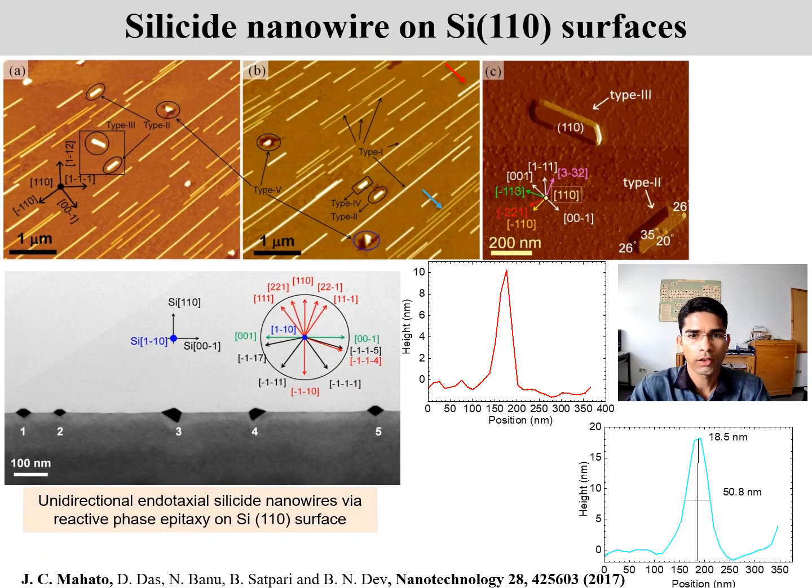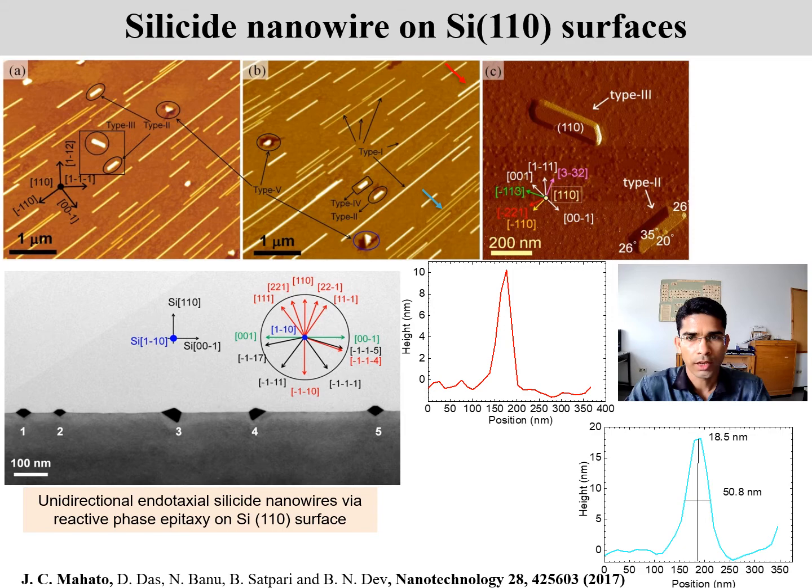After cleaning the silicon wafer, we deposit cobalt at 600 degrees Celsius. At 600 degrees Celsius, cobalt reacts with the silicon substrate and forms cobalt disilicide nanowires. This is the STM image of the cobalt silicide nanowires grown on the silicon 110 surface. You can see they are elongated along the in-plane 110 crystallographic orientation.